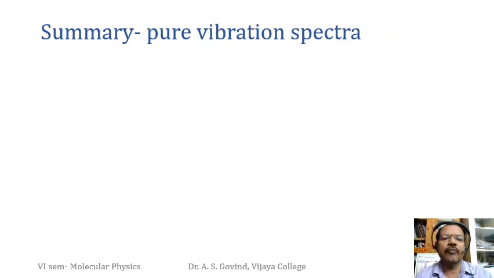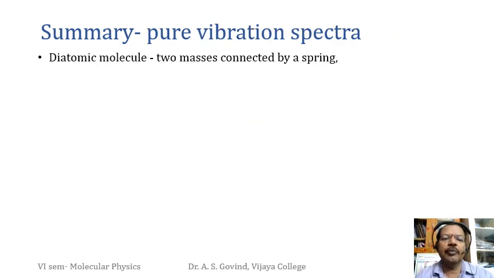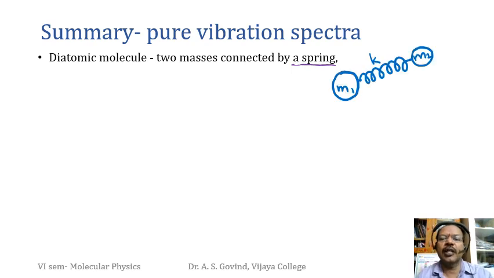Now going further for the summary of the pure vibration spectra, diatomic molecule is taken as two masses connected by a spring. In the previous one, it was taken as two masses connected by a rigid rod. Now we take it as a spring because we want to consider the vibration of the molecules. So that is a diagrammatic representation. K is the force constant of the spring.